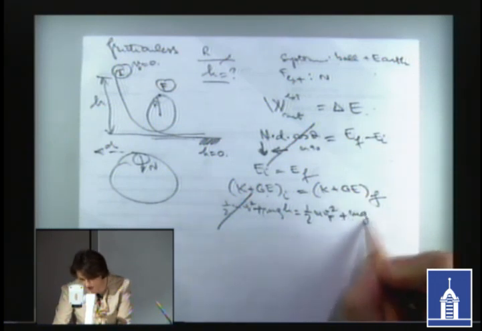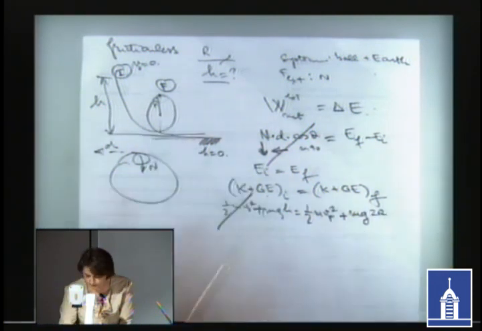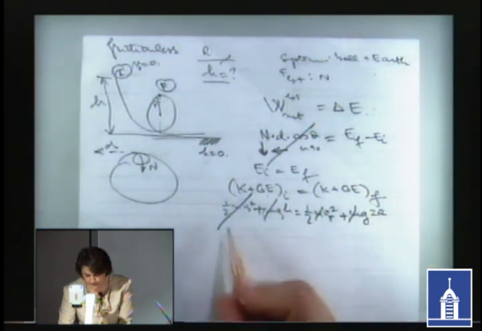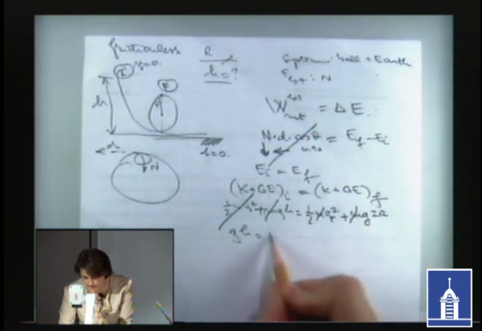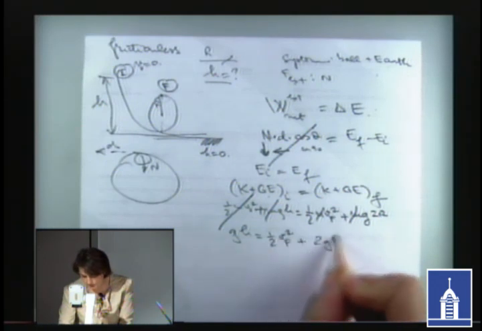m, g, and then 2r, right? 2r. Yes. Very good. Okay, so you see m is going away, and then I have gh equals 1/2 v final squared plus 2gr, right?